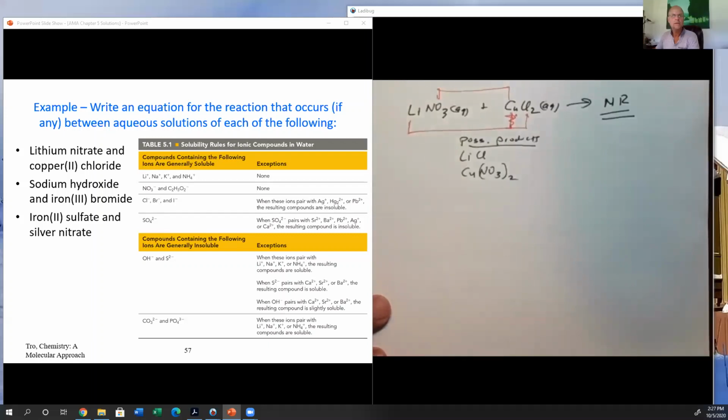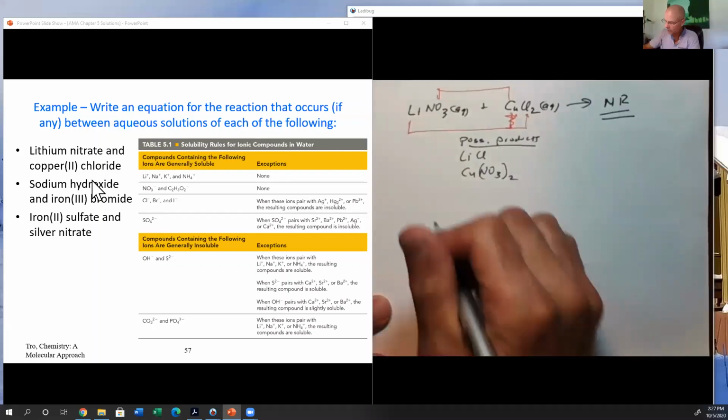Javier? My question is, how did you know that lithium nitrate was an aqueous solution? How did I know that lithium nitrate was an aqueous solution? Oh, yes. The question told me that: write an equation for the reaction that occurs between aqueous solutions of each of the following. But I also know that because lithium nitrate is itself soluble. So I know that if I have lithium nitrate in water, it's going to be an aqueous solution. Okay? Good question. All right, let's look at the next one.